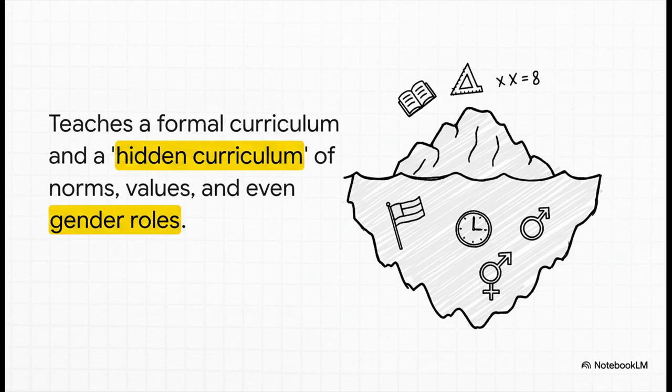School is fascinating. Of course, it teaches us the formal stuff, math, science, history, but sociologists point out that it also teaches a hidden curriculum. These are the lessons that aren't on the syllabus, like being on time, respecting authority, and even subtle ideas about gender roles. We learn them without even realizing it.